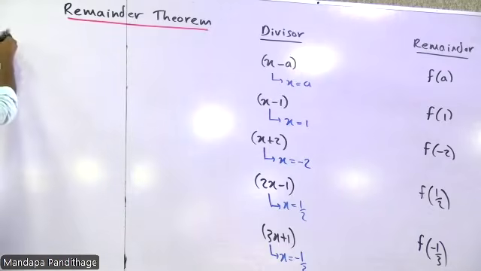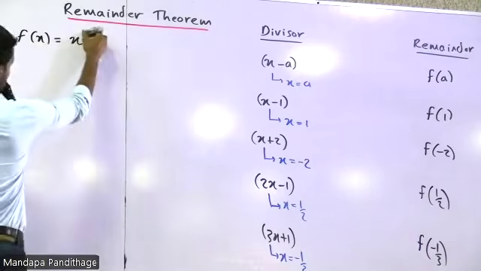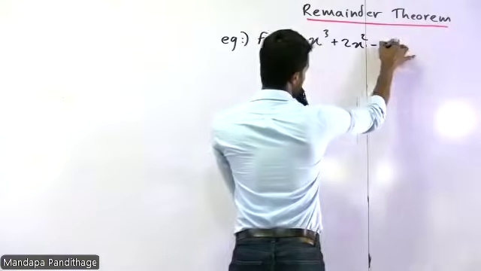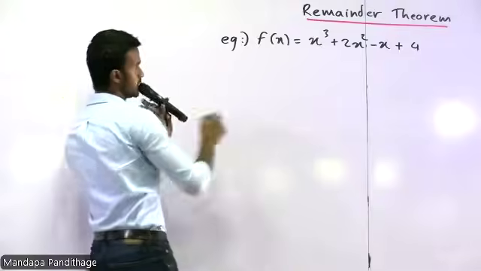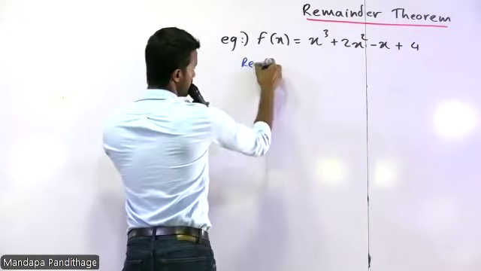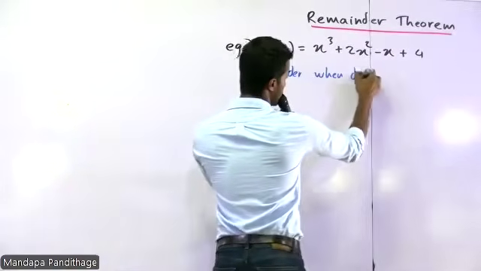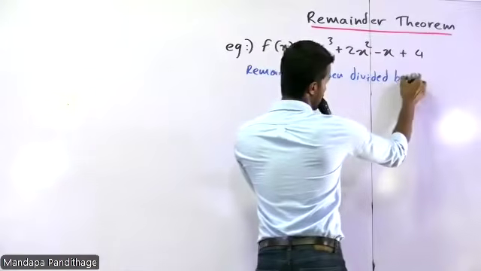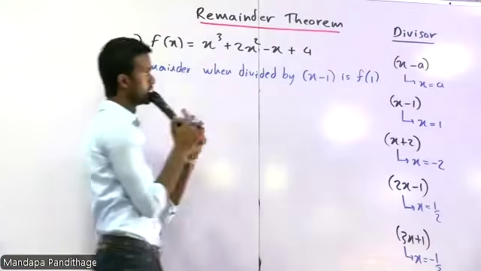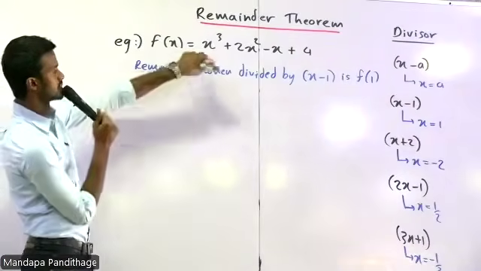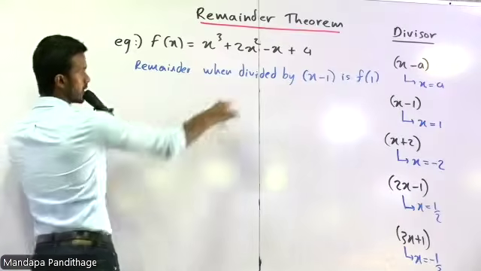Okay, so if I take an example, I'm taking this polynomial function: x cubed plus 2x squared minus x plus 4. If I divide this by x minus 1, you can write it this way: the remainder when divided by x minus 1. What is the remainder? It's f(1), because that is what we learned.